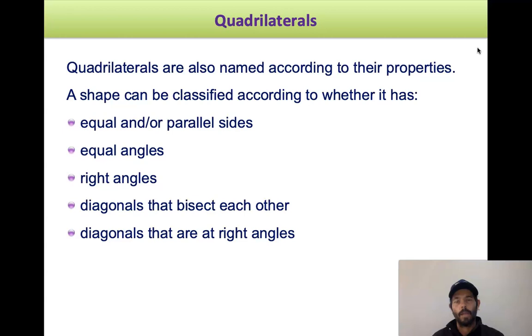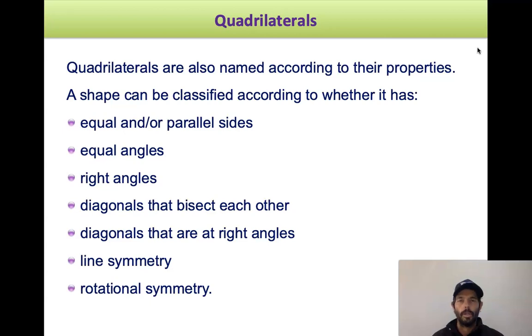Diagonals that are at right angles. Okay, so when diagonals bisect each other, they bisect each other at 90 degrees. There could be line symmetry, also known as reflective symmetry. Okay, and that is when if you fold something in half, the one half fits perfectly on top of the other half, and also rotational symmetry, and we'll get into rotational symmetry in a few lessons' time.